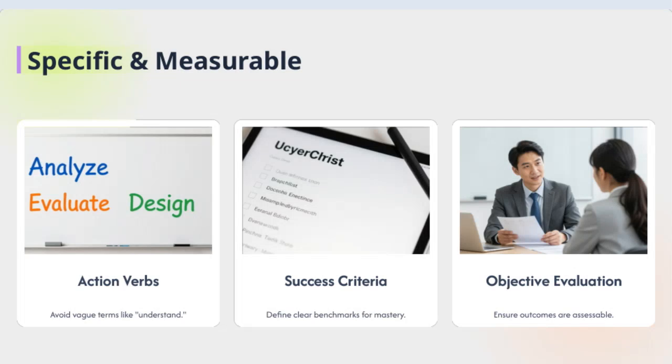When designing assessments, it's crucial to ensure that the outcomes are actually accessible. This means we need to define clear benchmarks for mastery, so both instructors and students know exactly what success looks like. Using specific success criteria helps us avoid vague terms like understand, which can be too broad and difficult to measure. Instead, we should focus on action verbs that are specific and measurable, so progress can be clearly tracked.